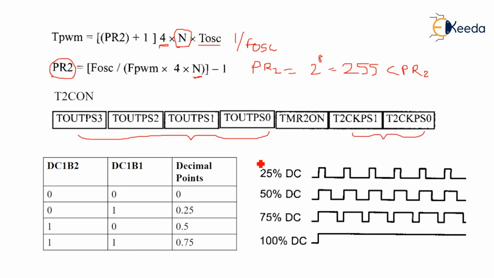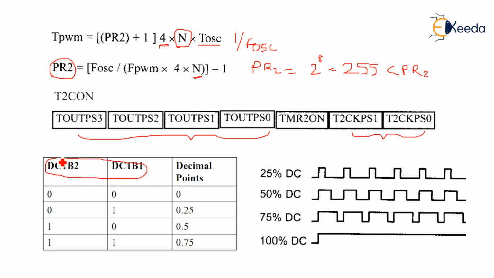The count is 10 bits, but we don't have a 10-bit register. So the 8 bits are from CCPR1L and 2 bits from CCP1CON. Once again, to set the duty cycle, the CCP module uses a 10-bit register, DC1B9 to DC1B0. So the 8 bits are from CCPR1L and 2 bits from CCP1CON. These 2 bits are from CCP1CON.